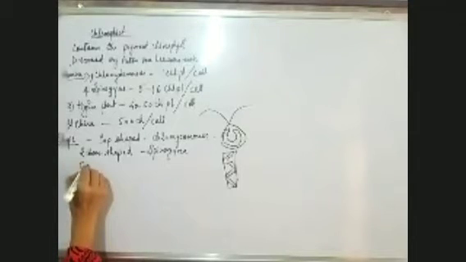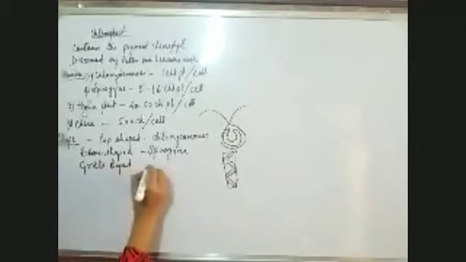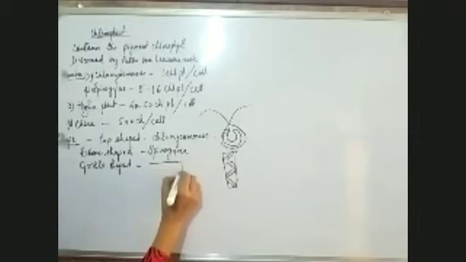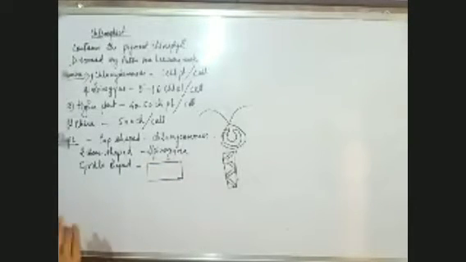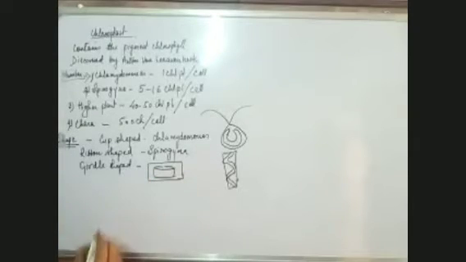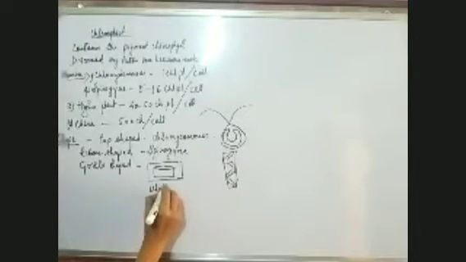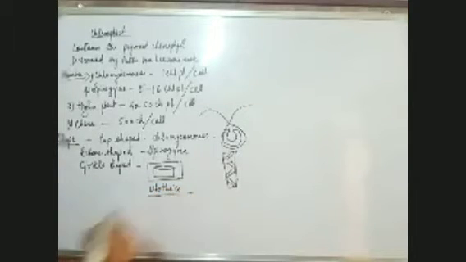Girdle shaped. It is present in Ulothrix. It appears to be like this. This is one segment of Ulothrix, and it has girdle-shaped chloroplast, which is like this. This is girdle shaped, present in Ulothrix. So these are various types of chloroplast present in different organisms. Their numbers are different.